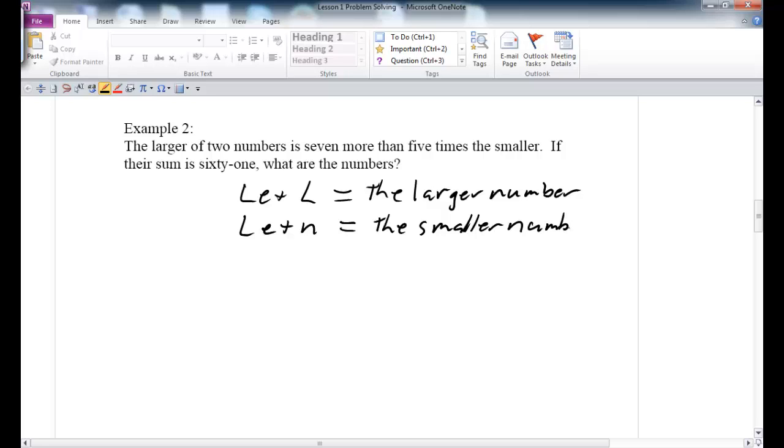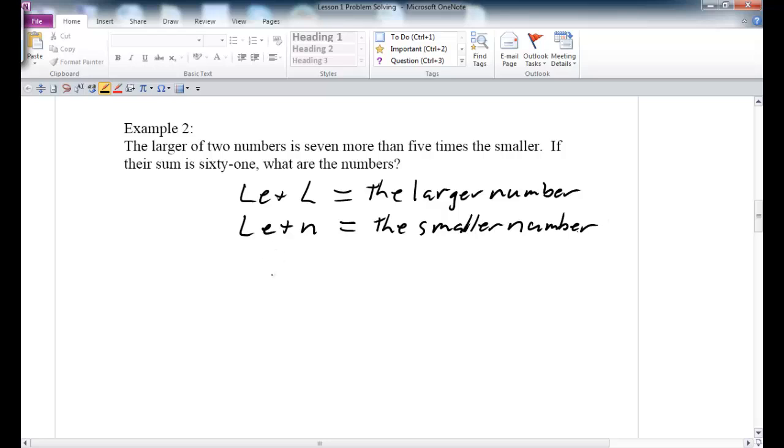And if you do this at the beginning of your questions, then it'll really help you at the end, especially with the more complicated questions. All right, now we can read through it, and we actually have two relationships in this one. So the larger of two numbers is 7 more than 5 times the smaller. Okay, so what we have is there again.